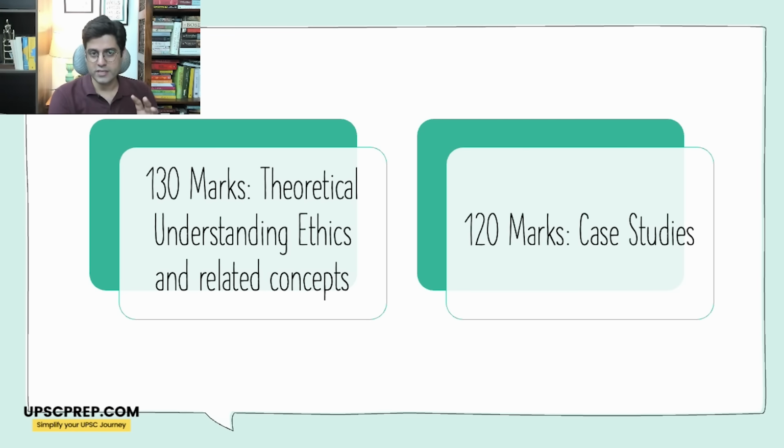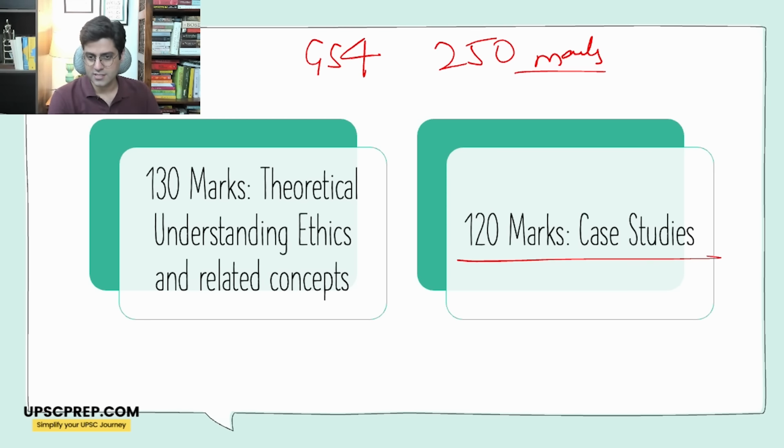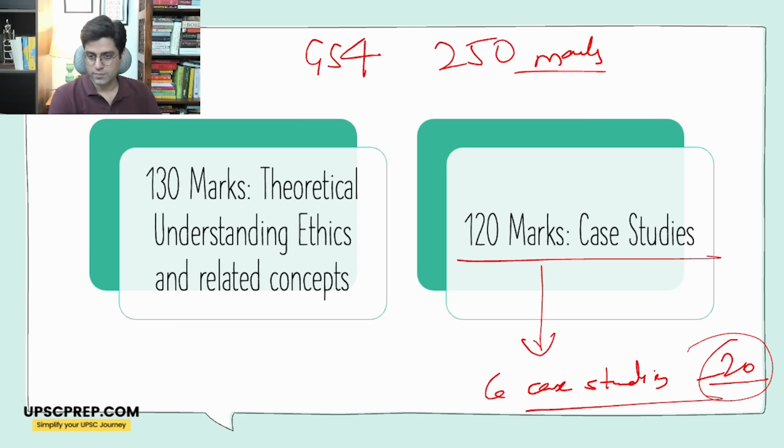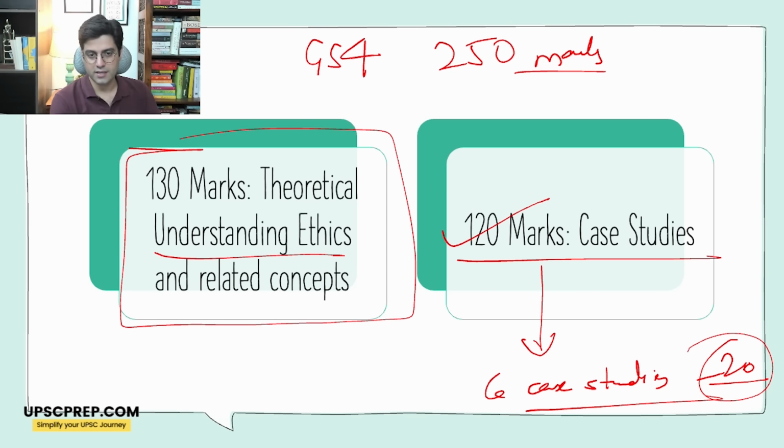So you know that the ethics GS4 paper is 250 marks. And how are the questions divided? Usually we have 6 case studies of 20 marks each, 120 marks. And 130 marks are theoretical understanding, ethics and related concepts based questions.